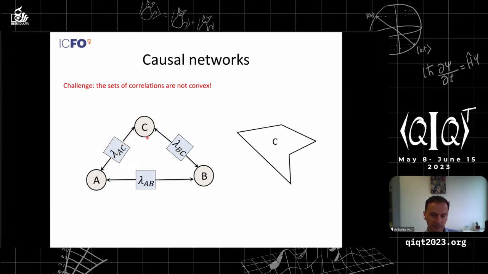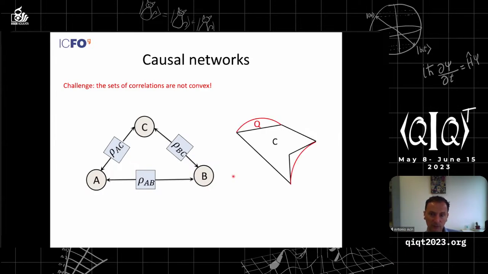This is the causal network, but again, you can reinterpret this as a physical setup. And then each observer gets two particles, and they may make an entangled measurement on these two particles. Okay, and you can see that the set of classical correlations, so this is now classical sources, is non-convex. And this makes the characterization of these sets much more difficult.